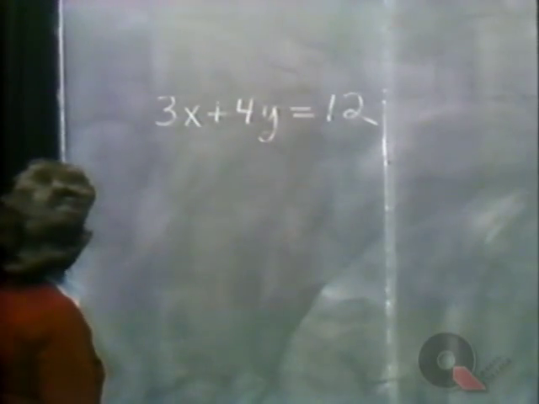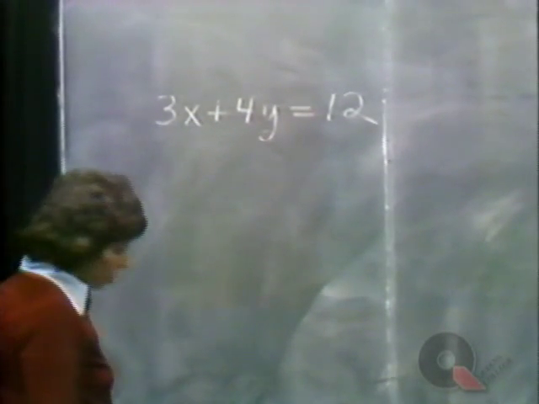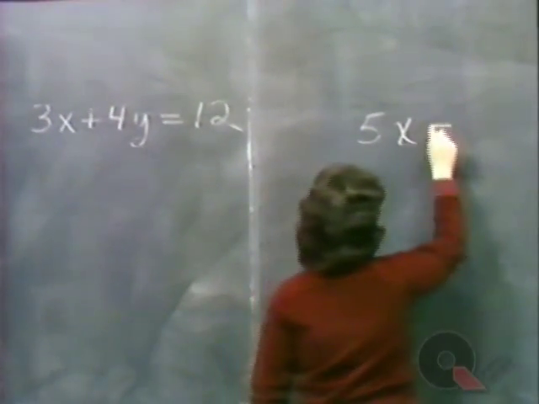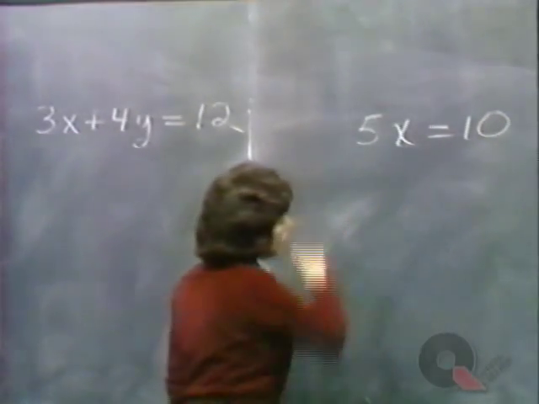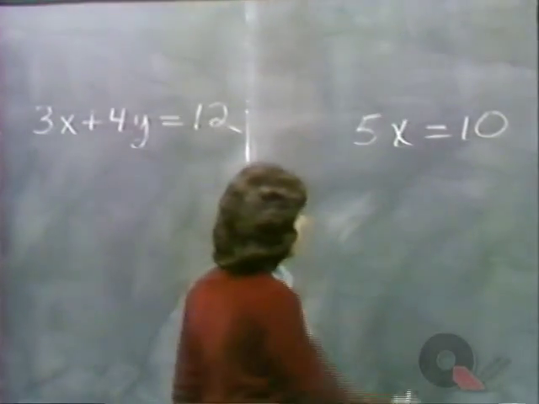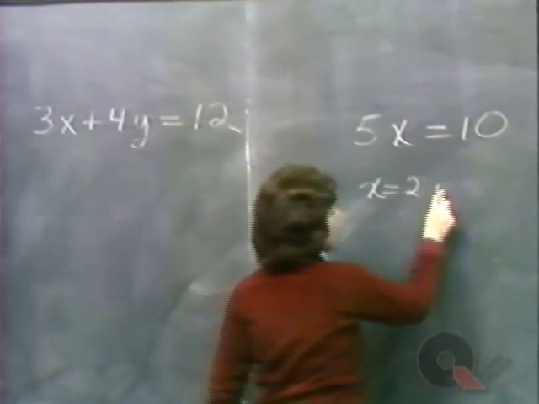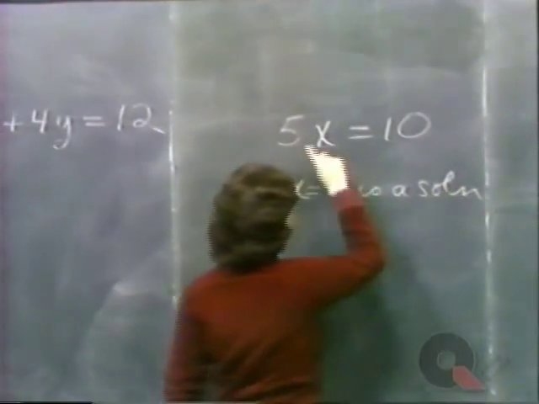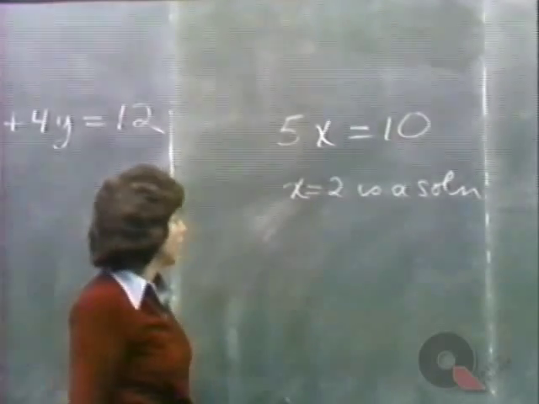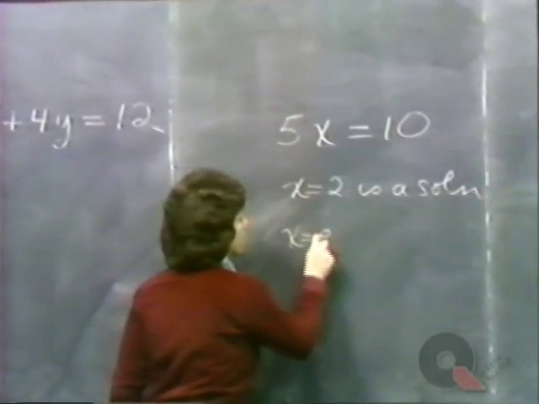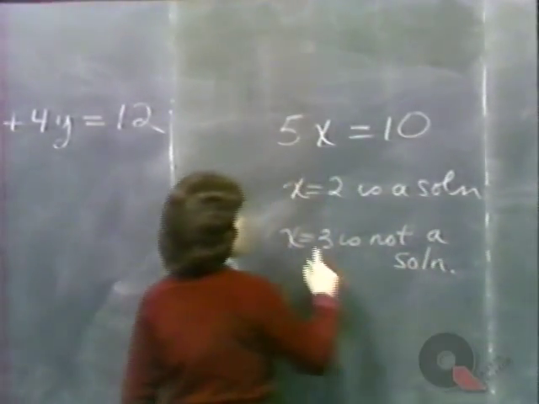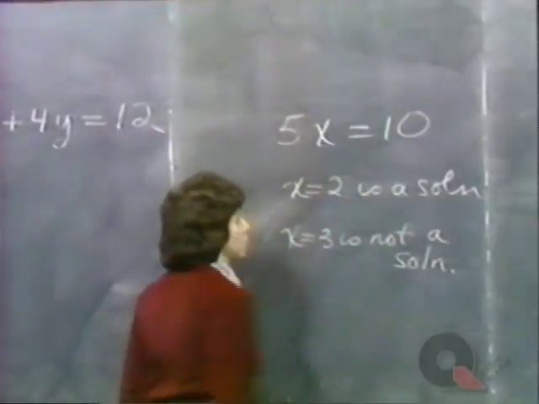Now, what do we mean by a solution to this equation? We know that if we have an equation in a single variable, for example, something like 5x equals 10, then a solution to this equation would be an x value for which this would be a true statement. X equals 2 is a solution for this equation, because 5 times 2 equals 10. When you substitute x equals 2, you get a true statement. X equals 3, however, is not a solution, because 5 times 3 is not equal to 10.